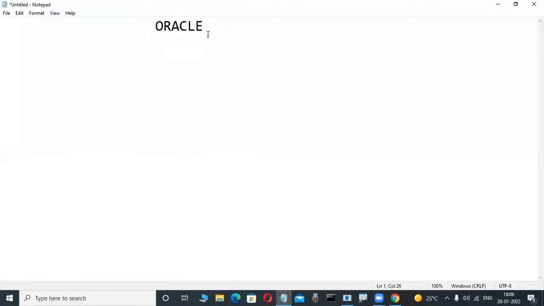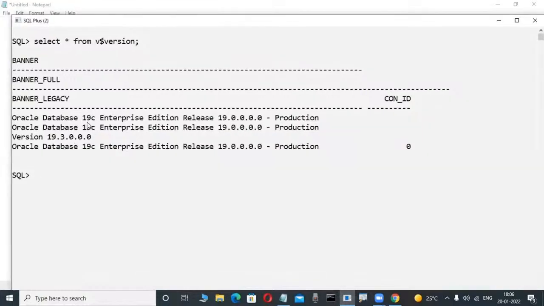Oracle 1.0, 2.0, 3.0, 4.0, 5.0, 6.0, 6.1, 5.1 also there. And now here 7.0, 7.1, 7.2, 7.3, 8.0, 8.1.5, 8.1.6, 8.1.7. That is also called 8i, 9i, 10G, 11G, 12C, 18C, 19C, and the latest one, 21C. But in our class, the software available is 19C, we are learning only that.